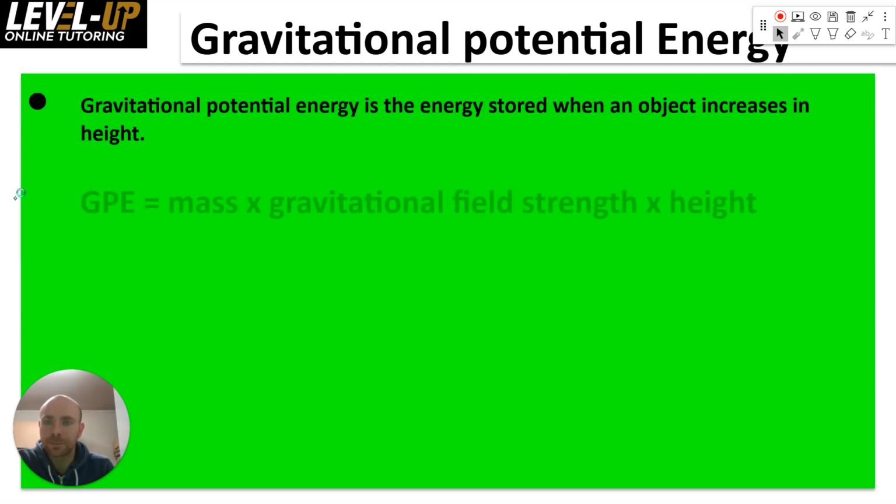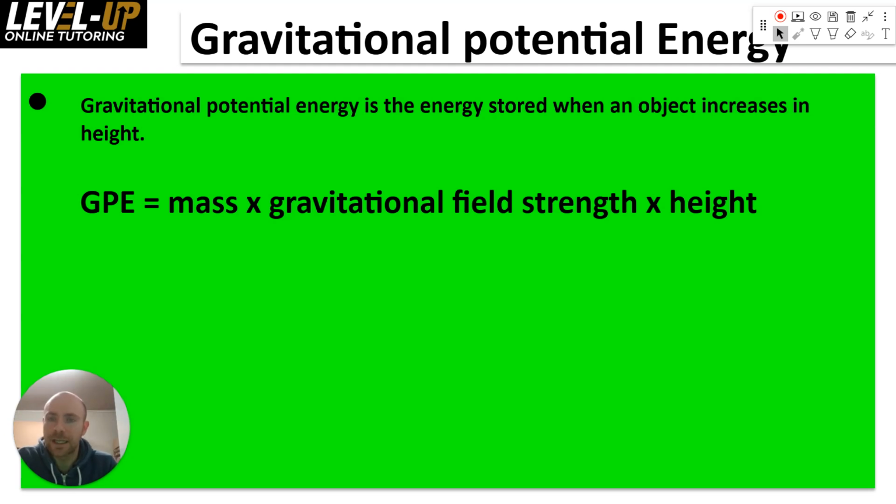Okay, so the next type of energy we're going to look at is gravitational potential energy. Remember, it's gained when you lift something up, or it's lost when something falls. And the formula that you need to be aware of is that gravitational potential energy is mass times the gravitational field strength times the height or the change in height. Mass, got to be in kilograms.